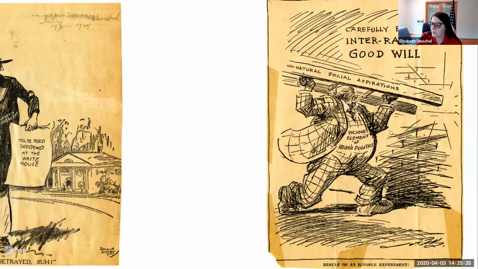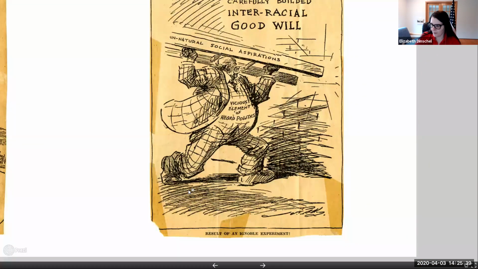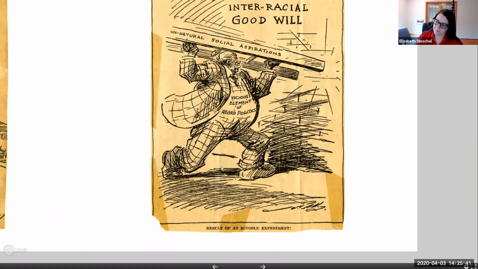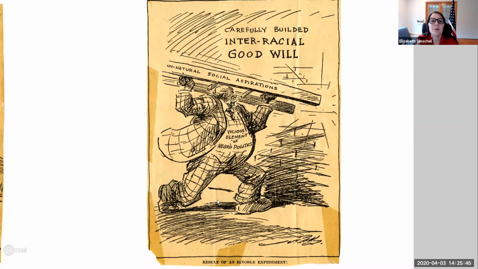So this is another one. And at the bottom here, it says it's the result of an ignoble experiment. So what they're saying here is that the DePriest tea was a social experiment. And that's how a lot of people in the South really viewed it, that this had never been done before and they didn't know what would happen. There's all these things that they're unjustly scared of. Like we see the Jim Crow laws and they're worried about losing control of all of that.